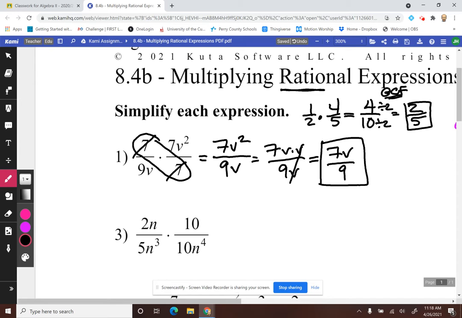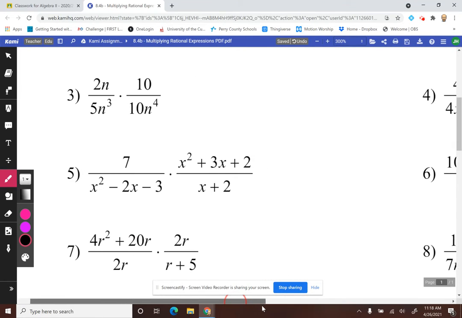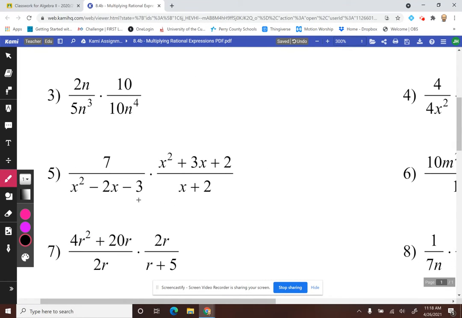All right, this is going to get a little bit more complicated. So let's go ahead and let's move down to number 5. Again, we can do this. It's just a matter of we got to think about each piece that we have. Right now, it's really hard to see if I've got any common factors, so we need to actually do some work here. So first of all, I've got a 7. I know I can't really do anything with that.